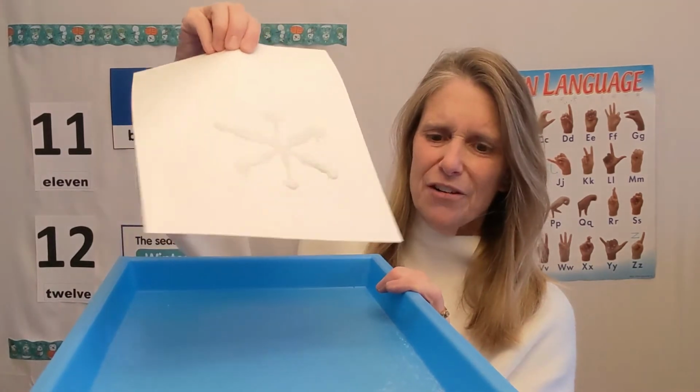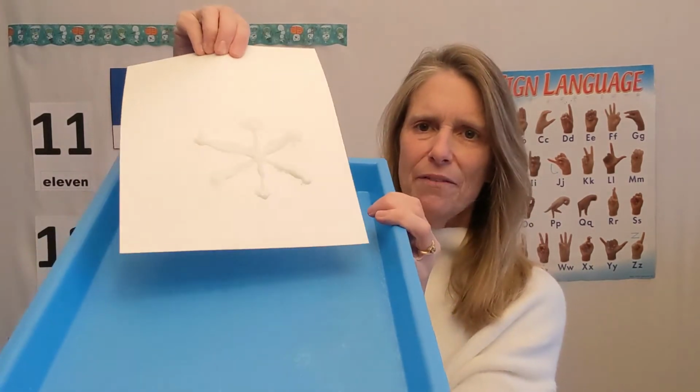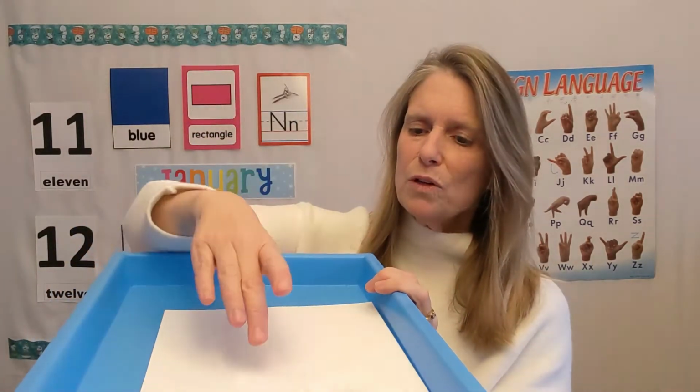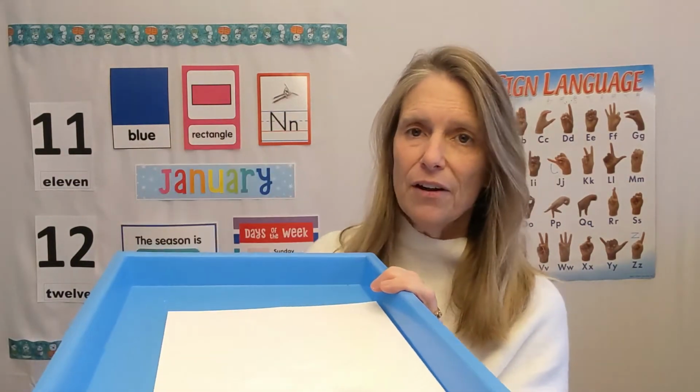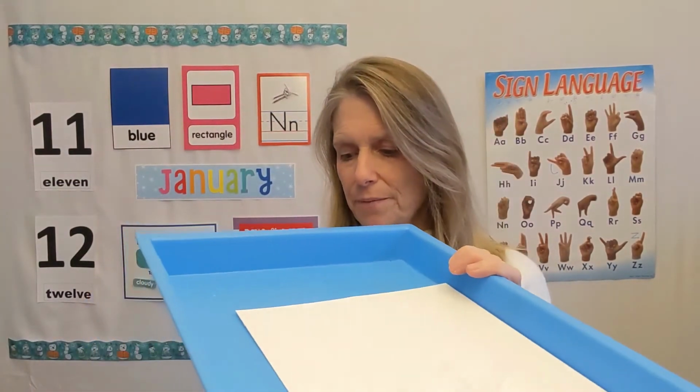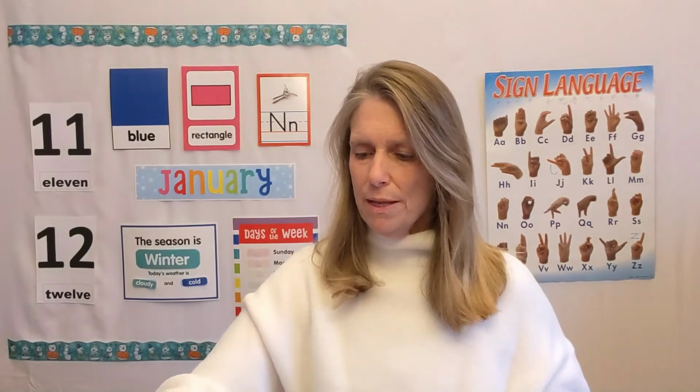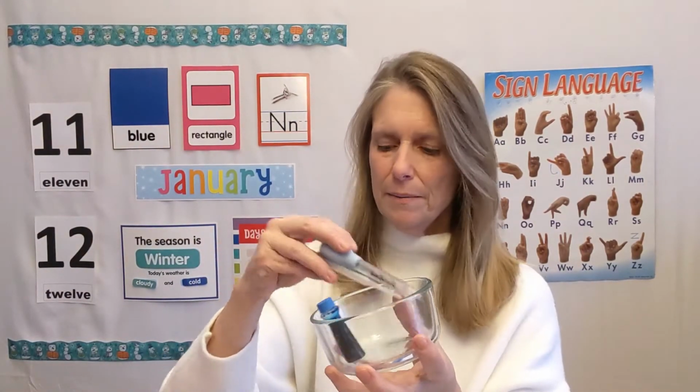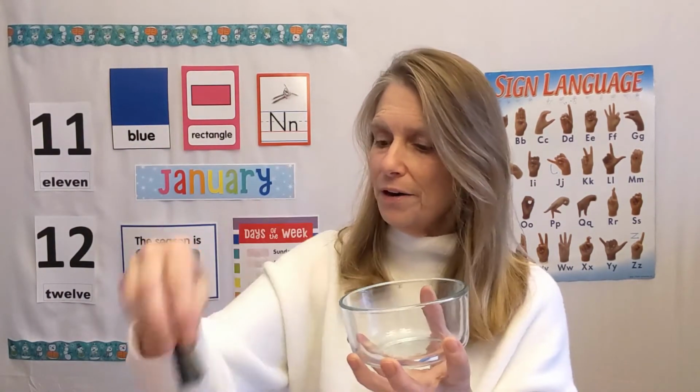I don't know if you could see that or hear that, but a bunch of salt just came off of there. So now my glue is almost dry and the salt is on there. I want to turn it into a pretty color. So I have a bowl, and in the bowl I am going to put a little bit of water and some blue food coloring.